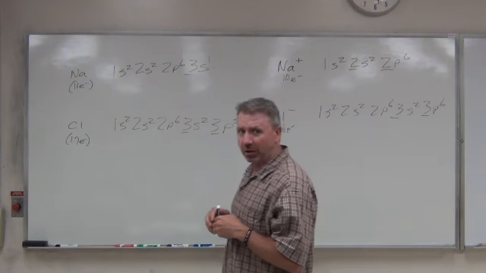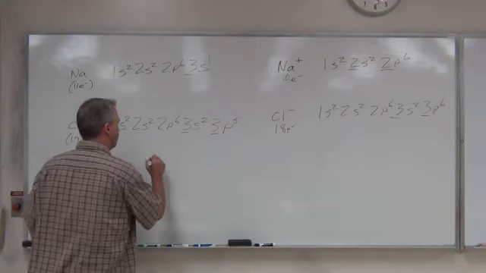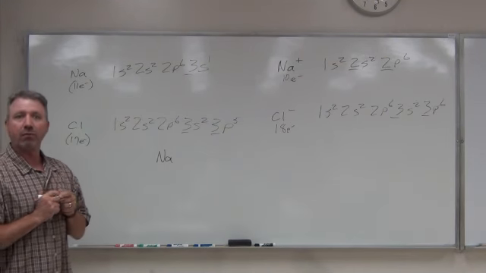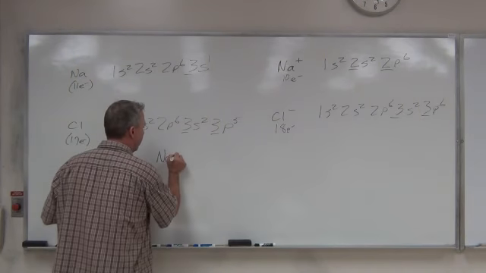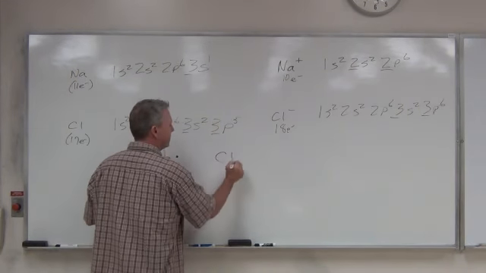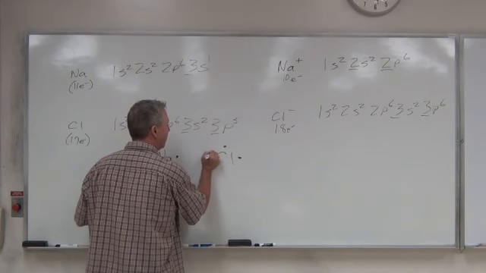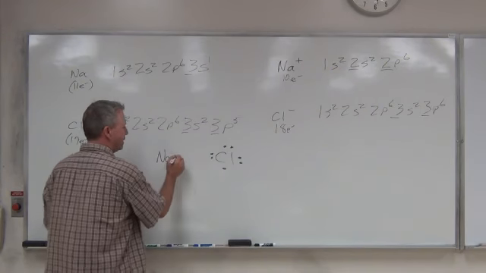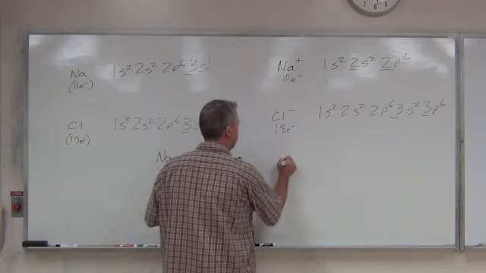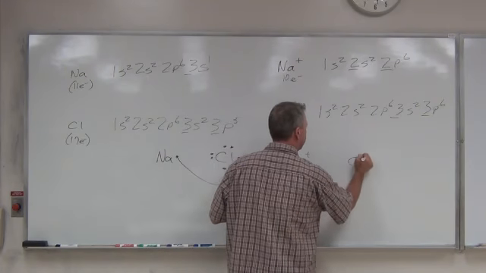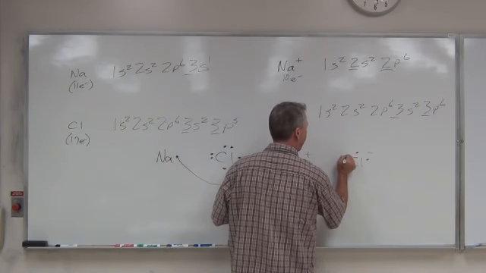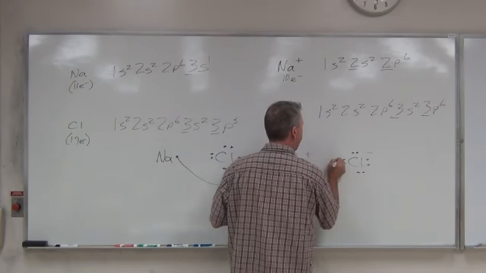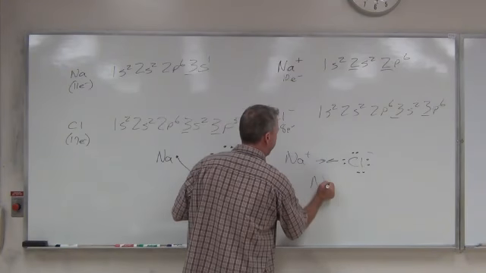If we were to show this using Lewis, we would say sodium, what group number is it in? 1. It's 1. So it's only got 1 electron. Chlorine is in group 7. 1, 2, 3, 4, 5, 6, 7. This electron will move over. We'll go Na+, Cl- with what is now 8 dots. Now these opposites attract and you get NaCl.